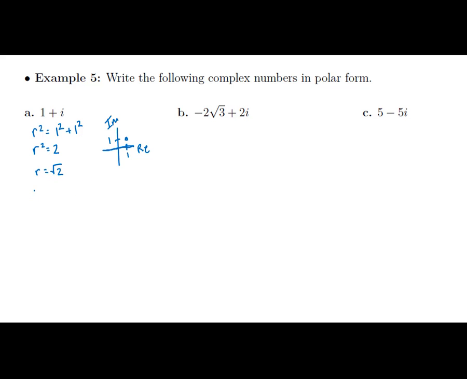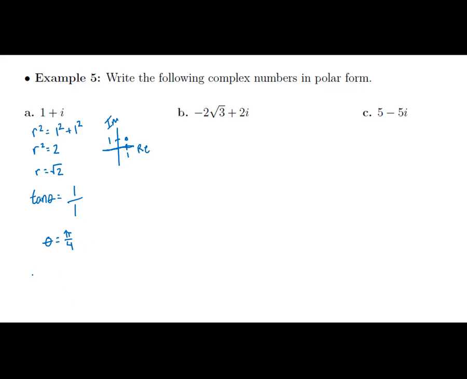And then we know that the tangent of theta is equal to b, which is 1, over a, which is 1. And the time where tangent of theta equals 1, hopefully we're remembering, is at theta equal to pi over 4, when both the sine and the cosine, or the y and the x value, are both equal to positive 1.